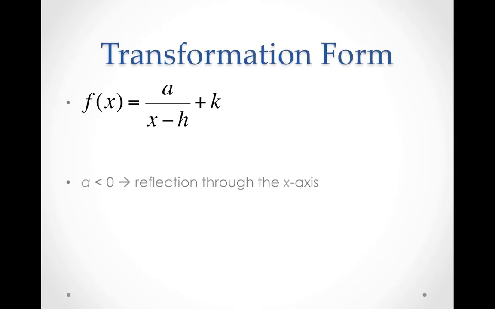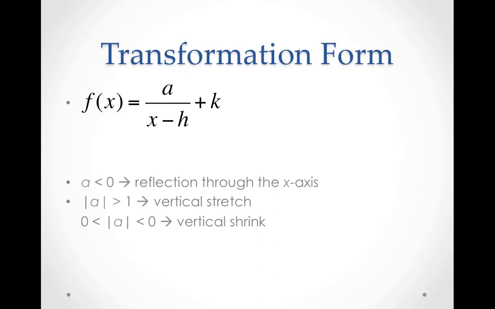If a is negative, then that tells us we have a reflection through the x-axis. If the absolute value of a is bigger than 1, then we should be seeing a vertical stretch in our graph, whereas if the absolute value of a is between 0 and 1, then we should be seeing a vertical shrink. The h value still moves our graph to the left or the right, and our k value still moves the graph up or down.